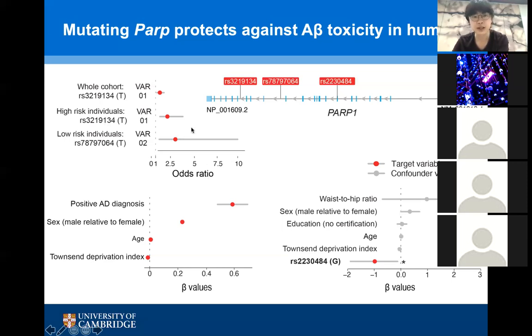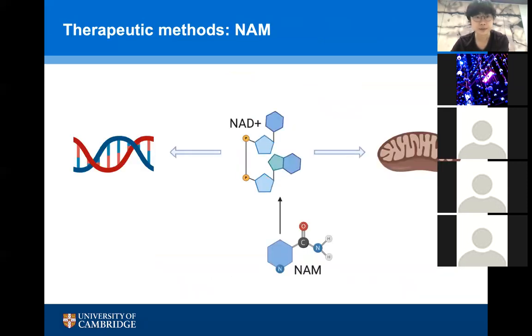So the hypothesis here is that perhaps future studies should look at these different polymorphisms and their relationship to NAD levels, to Parp, as well as Alzheimer's disease. So the conclusion here is that some Parp mutation does protect against Alzheimer's disease pathology in humans. But I also looked further aside from genetic mutations.